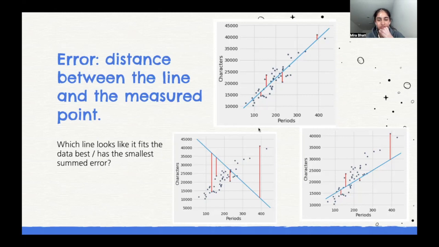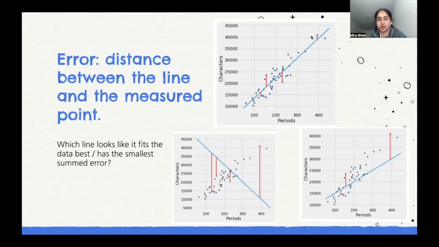So if we just look at these, we can see that some of these lines are better fits than others. And if we specifically look at the red bars, we can see that this plot down here has really big error bars. And also the line doesn't look like it fits. The line doesn't look like it fits and the errors are huge. So this is a pretty good sign that this is a very bad model.